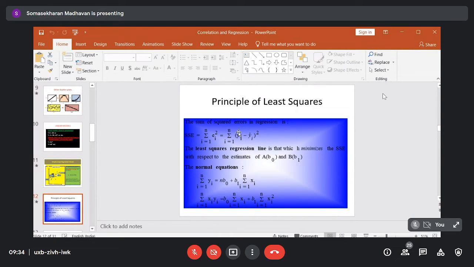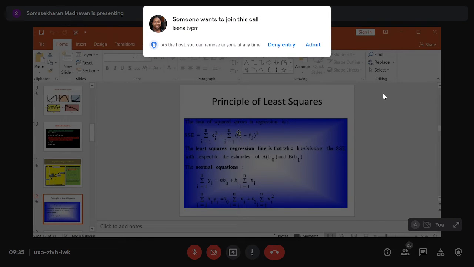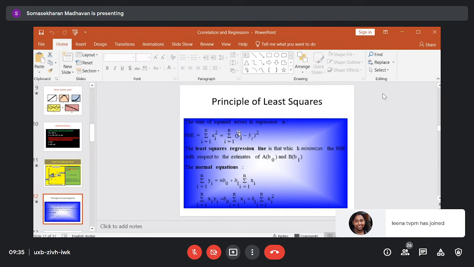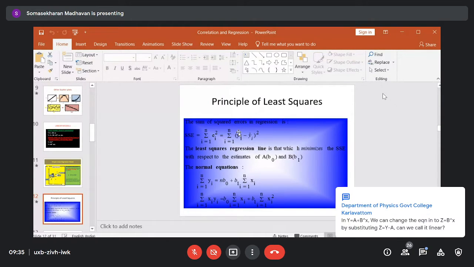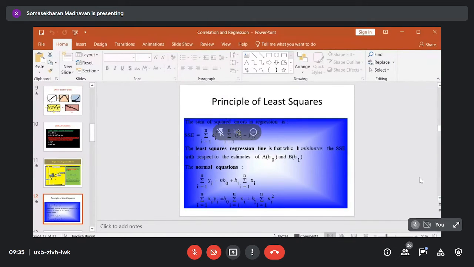So you can use the minimization principle in calculus. Since SSE is the sum of squares of residual errors, you have to find the values of the parameters so that this SSE is minimum with respect to A and B. Differentiate SSE with respect to A and you will get one equation. Differentiate it with respect to B and you will get another equation. These two equations are called normal equations. Then there is a question: why are they called normal equations?